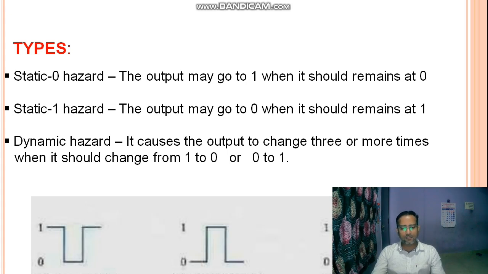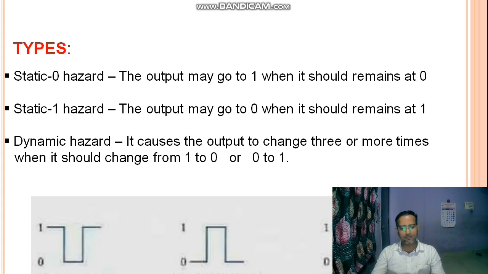For the static 1 hazard, a 1 transition is going, and suddenly it changes from 1 to 0. This is a single transition. That means the 1 is changed to 0. That is a static 1 hazard. Since this hazard is created on a 1 transition, it is called a static 1 hazard.